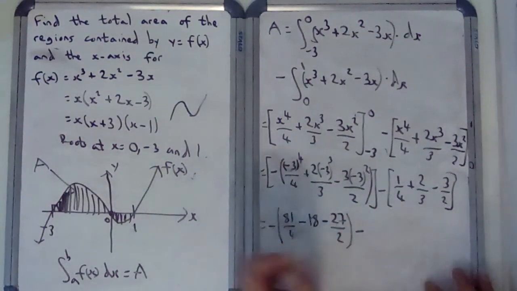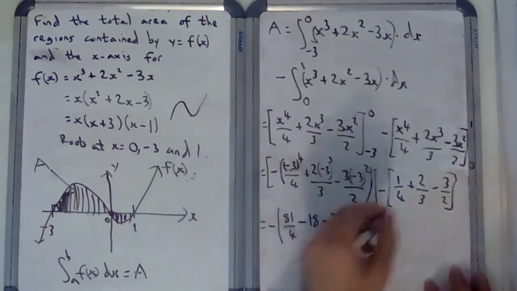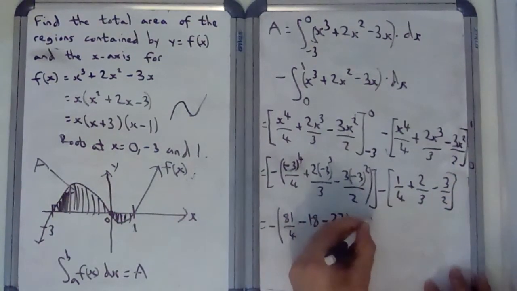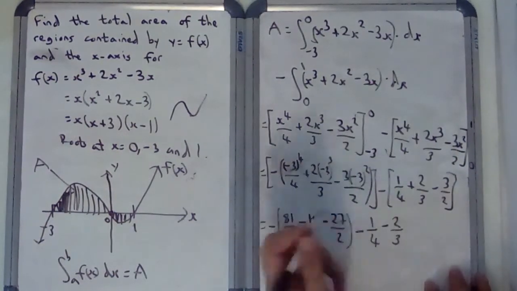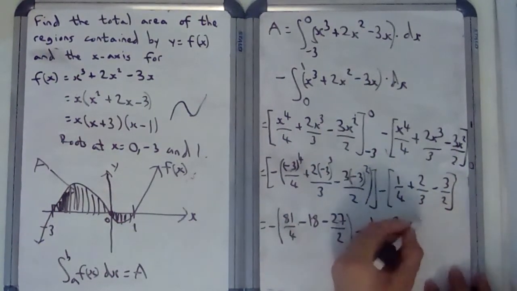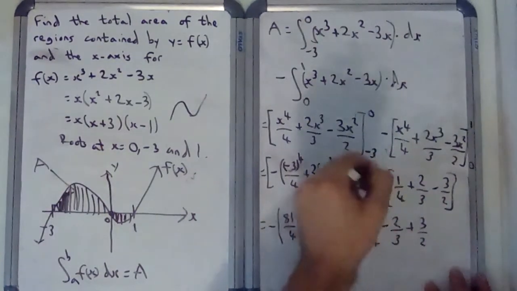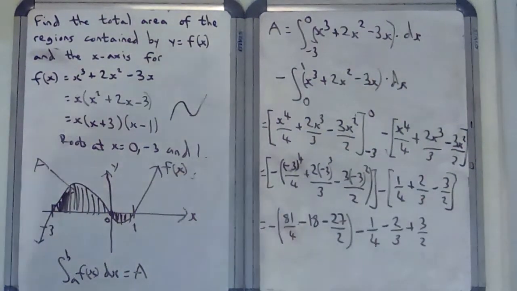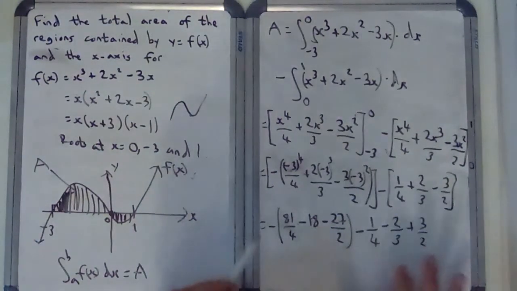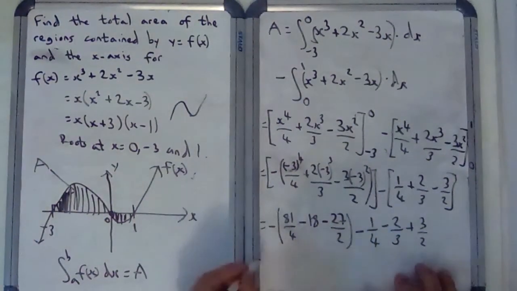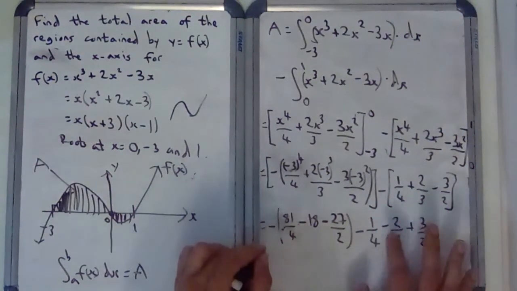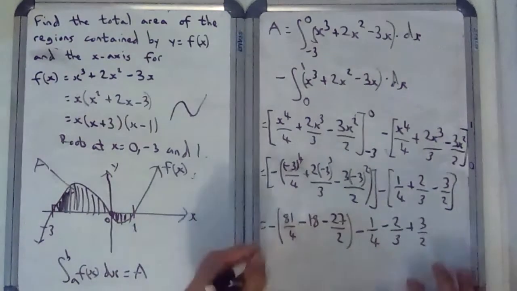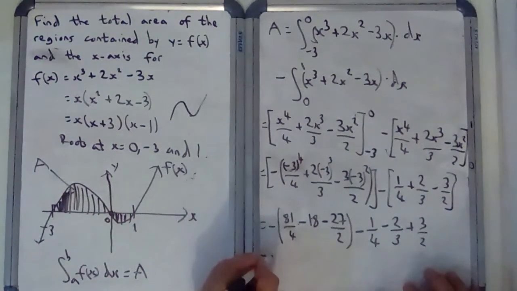all of that. So actually, I might just say minus a quarter, minus 1 over 4, minus 2 over 3, and plus 3 over 2. So that's just distributing this minus sign into that bracket. So what you can do is put certain things together. So we have minus 81 over 4, minus 1 over 4, so that must be minus 82 over 4.